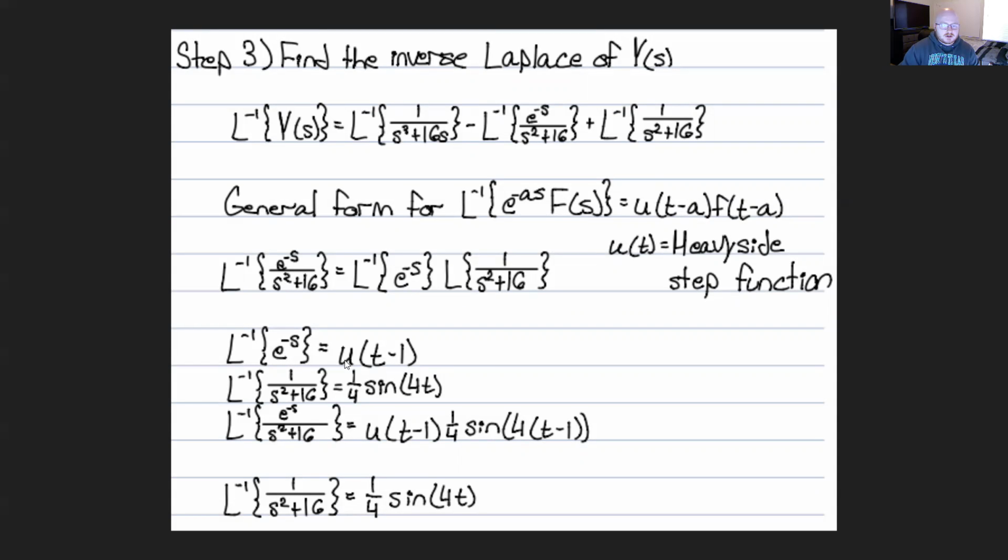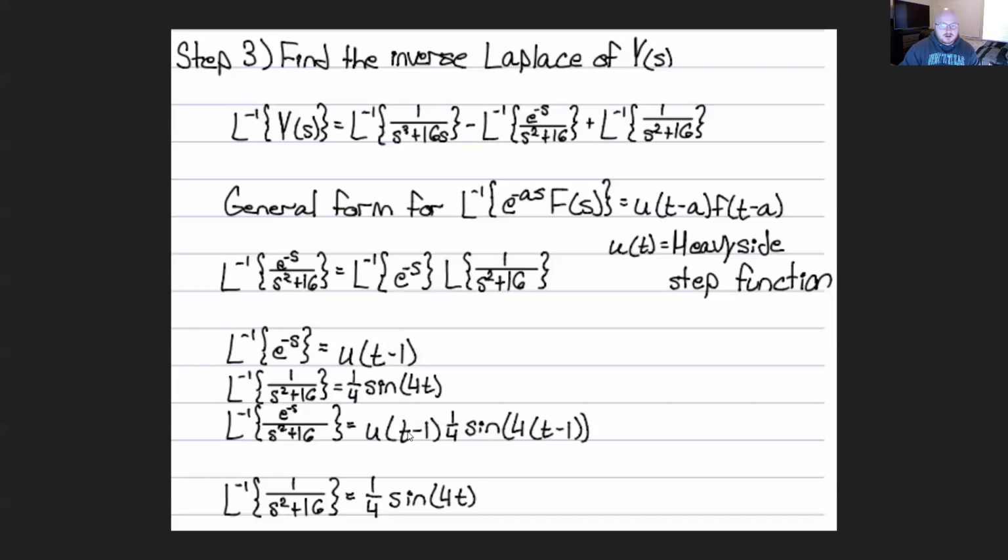The inverse Laplace of e to the negative s is the unit step of t minus 1. And from that equation earlier that I showed, the inverse Laplace of 1 over s squared plus 16 is 1 over 4 sine 4t. And the reason why we get this 1 over 4 right here is because this top number, this 1 right here, needs to be a 4, since it's a over s squared plus a squared in the formula. And you cancel out that 4 by putting a 1 over 4 right here.